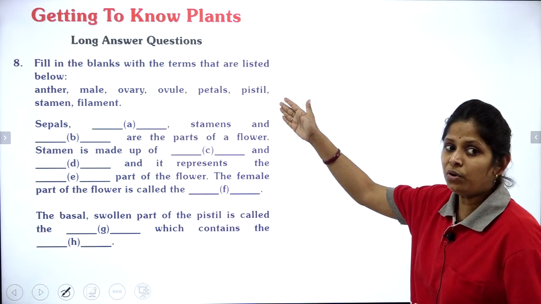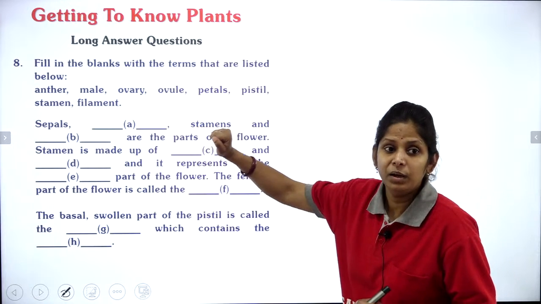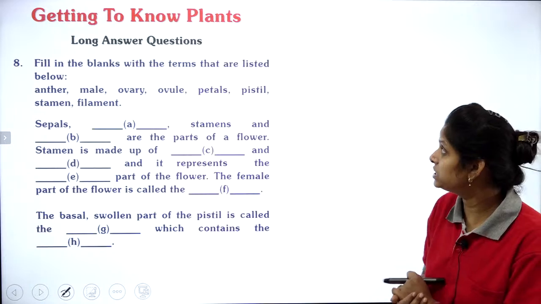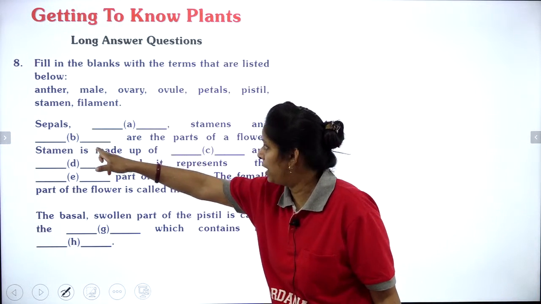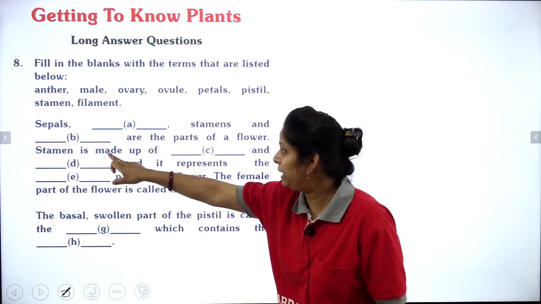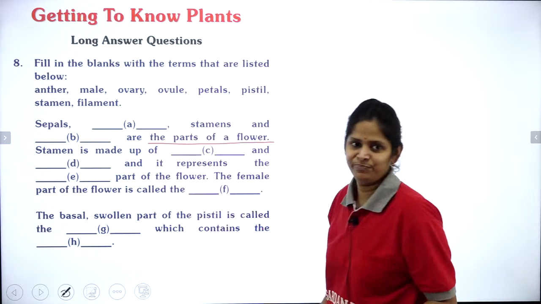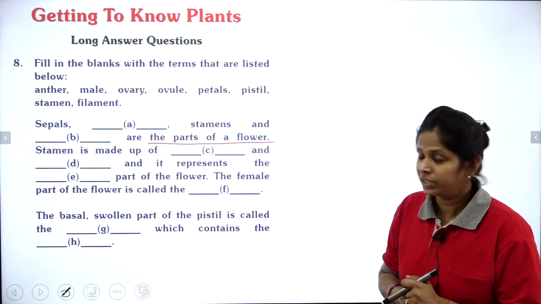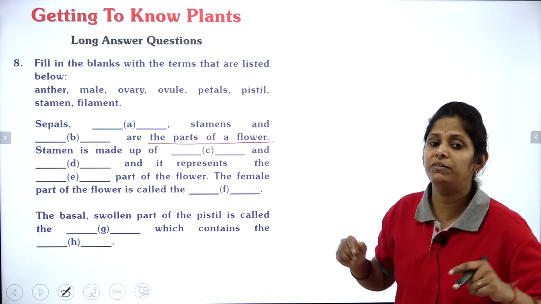Options are there. You got this option now. So now it will be so easy to fill these blanks. Anther, male, ovary, ovule, petals, pistil, stamen and filament. Now sepals, fill in the blank, stamens and fill in the blank are the parts of a flower. Actually it is asking about parts of the flower. We know very well, so what you have to keep in your mind is the structure of the flower. In the structure of the flower, what you can see is sepals. These are green, small leaf-like structures.